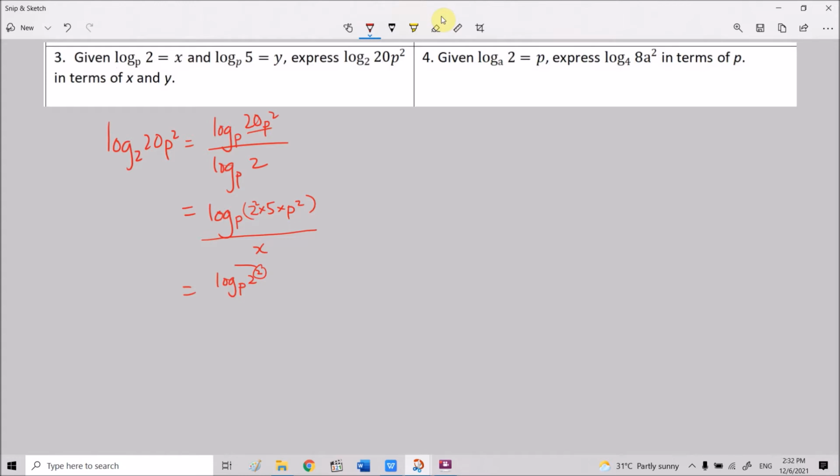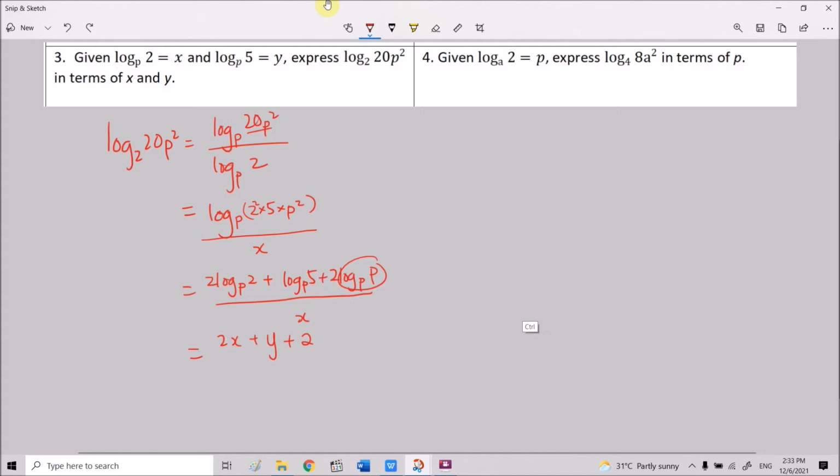And don't forget the 2 here, you can use the law to bring it to the front, so I just write the 2 at the front, plus log base p of 5 plus log base p of p squared. Again, the squared here, the power, we can put it in the front. So log base p of 2 is actually x, so it becomes 2x. Log base p of 5 is y. And then log base p of p is always equal to 1, because log of the same base and value is always equal to 1. So we have 2 here, 2 times 1 is 2, over x.